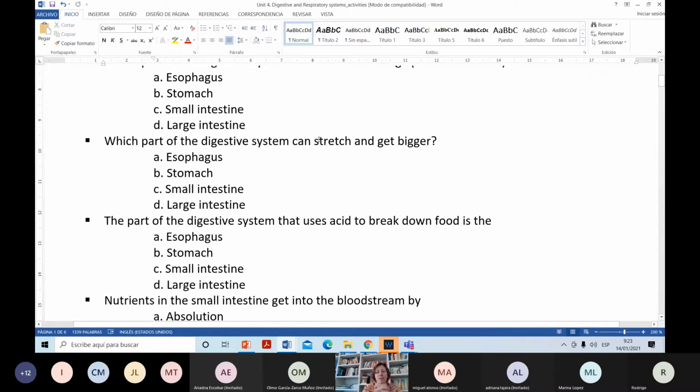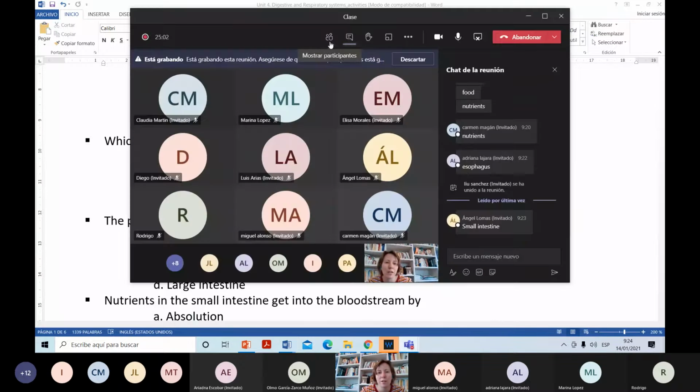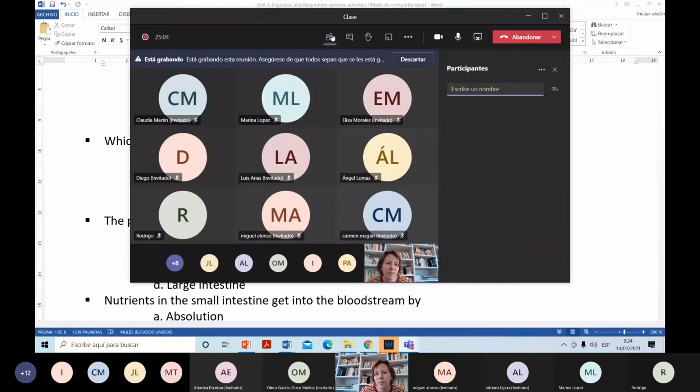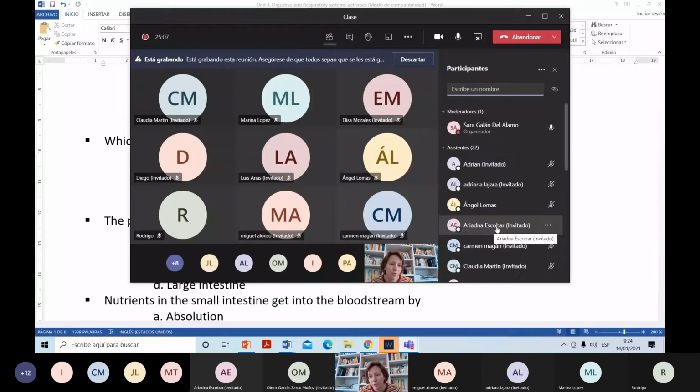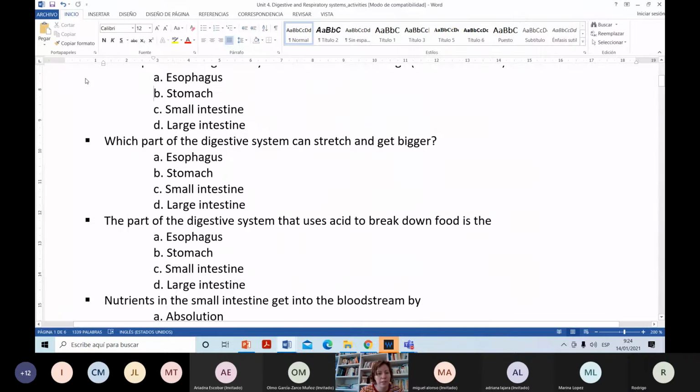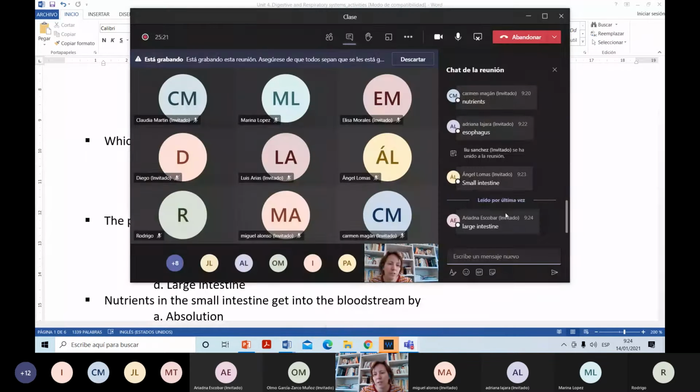Which part of the digestive system can stretch and get bigger? What's the one that has this very important movement? Well, in this case, there could be many different possibilities because all of them contract and relax, but the one that does it in a more important way, Ariadna, is which of those? The esophagus, the stomach, the small intestine or the large intestine? Well, you said the large intestine.